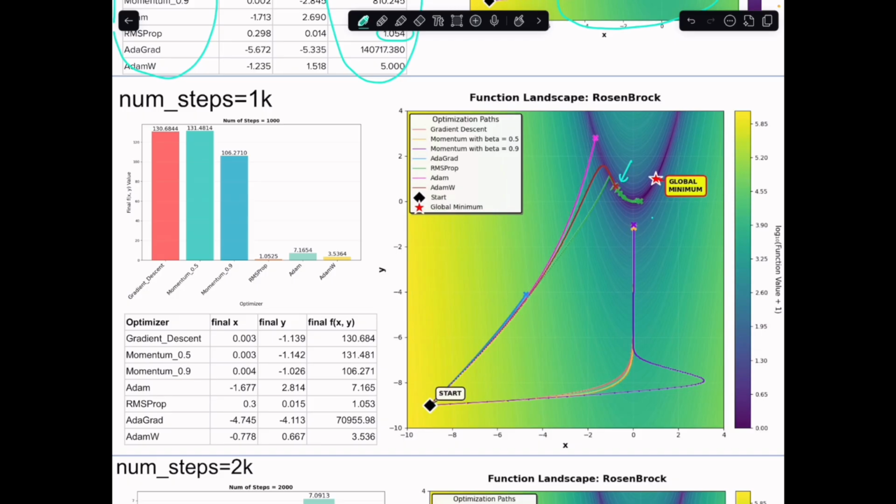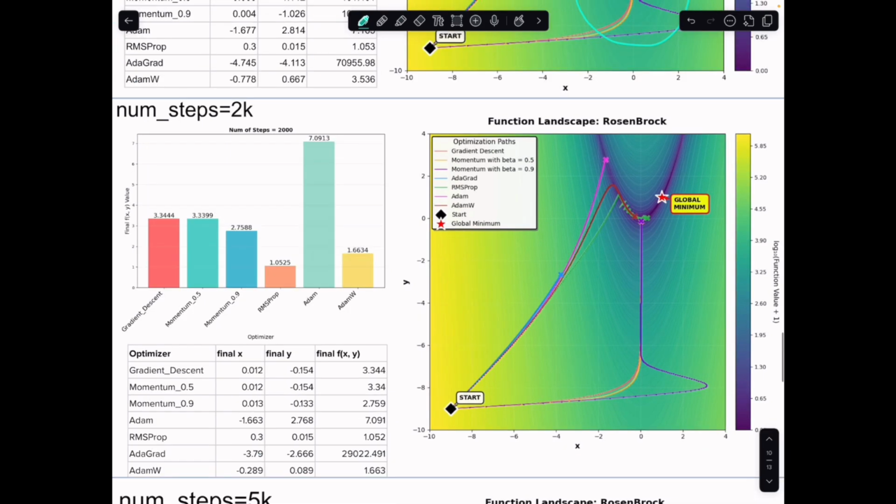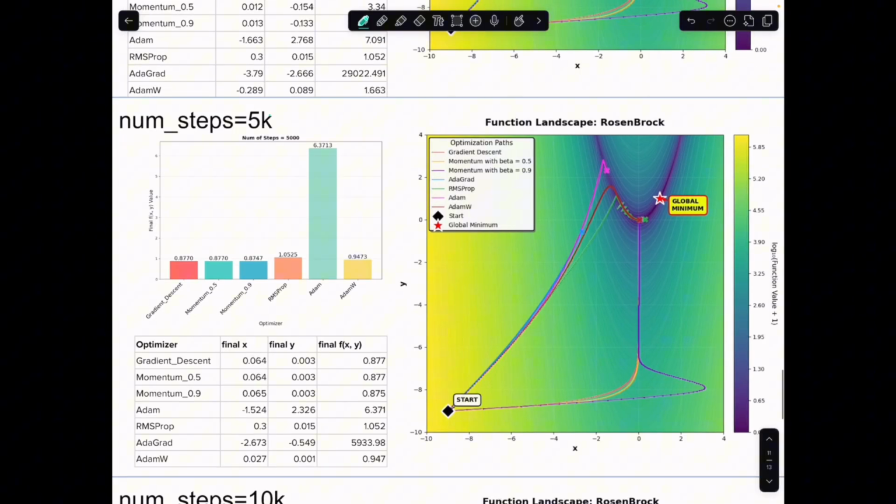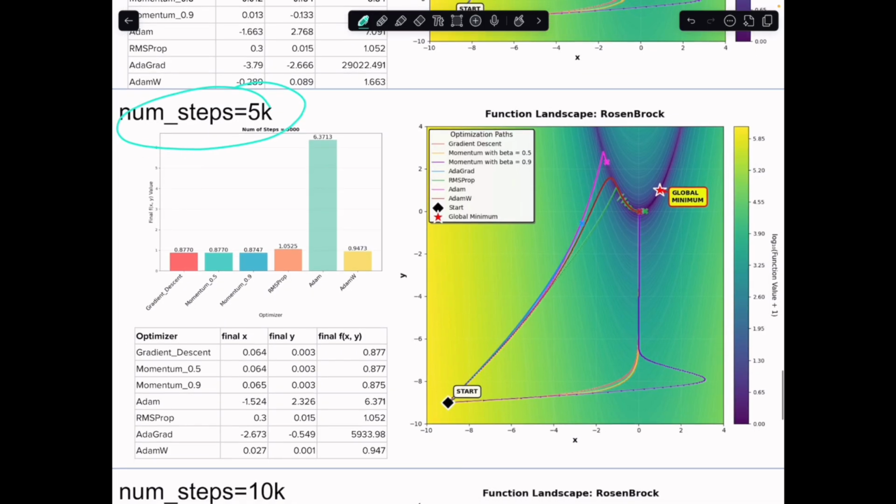For momentum methods and gradient descent, they're still kind of here. They're not moving aggressively towards the global minimum. For Adam, it's still figuring out where the global minimum is. Now the number of steps is 2,000. Adam is still here. Nothing really changed except the momentum method is getting closer to the global minimum. Now at 5,000 steps, finally, Adam was able to detect that it should change its direction.